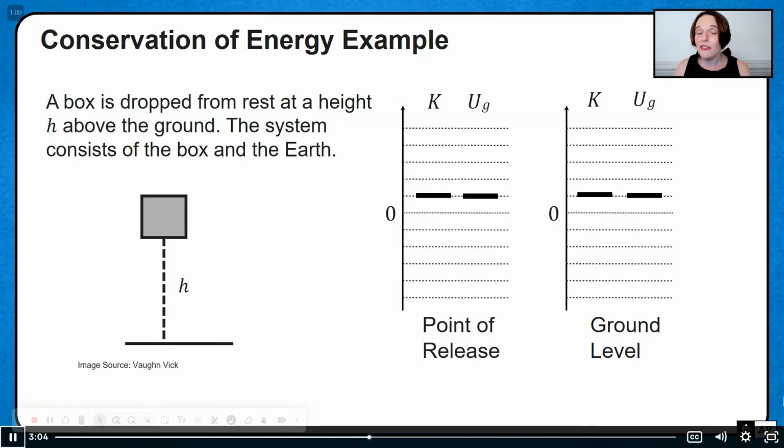And so if we have conservation of energy, we should have the same amount of gravitational potential energy at the beginning as we do kinetic energy at the end. So we want to represent that in our bar chart. And that's what it would look like. So notice we had 4 units of gravitational potential energy and 4 units of kinetic energy, showing that we had conservation of energy. The energy before equals the energy after.